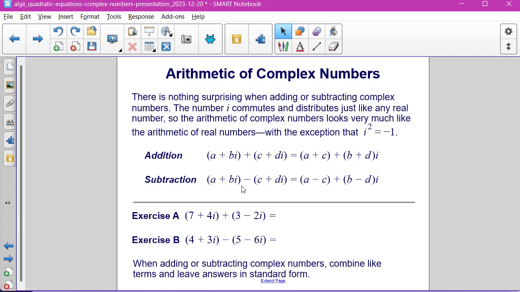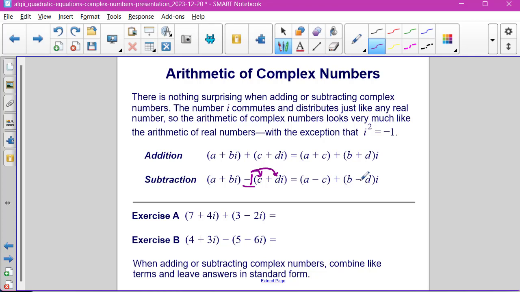Subtraction is very similar. The difference is, though, you should remember, again, think of it as subtracting polynomials. We have this hidden -1 there that we can distribute through that will help us rewrite and combine our like terms. So we would have a minus c as the real component, and then we would have plus bi minus di. And then if you factor the i out of both terms, you would then have b minus d in parentheses and i outside of them.